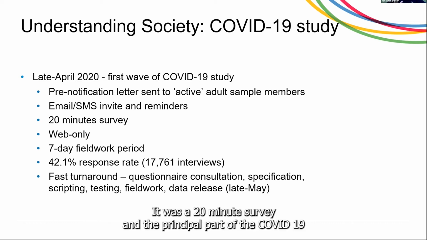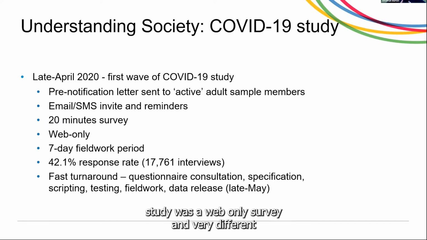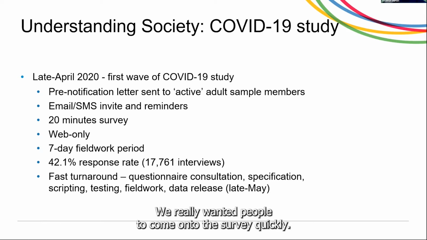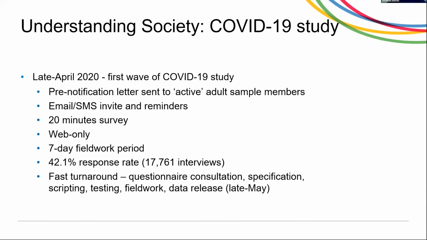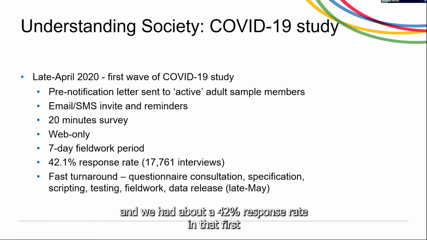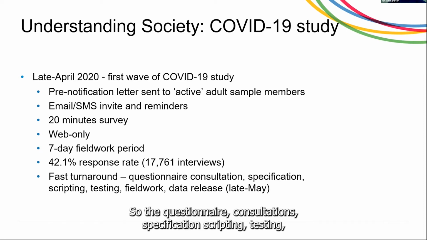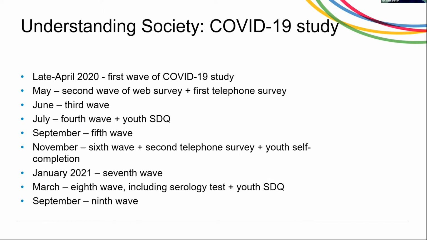It was a 20-minute survey, and the principal part of the COVID-19 study was a web-only survey, and very different to our normal study because we only had a 7-day fieldwork period. So we really wanted people to come on, answer the survey quickly, and so it was a very limited fieldwork period. And we had about a 42% response rate in that first interview. But one of the key points of this was it was a very fast turnaround. So the questionnaire consultation, specification, scripting, testing, fieldwork, data release all happened a lot quicker than on our normal survey. And so the data was actually released in late May.